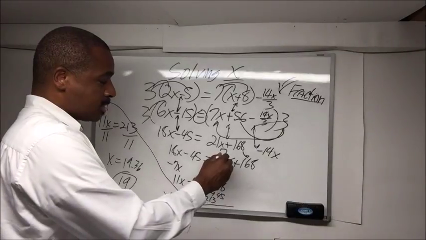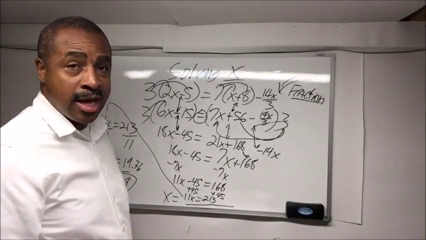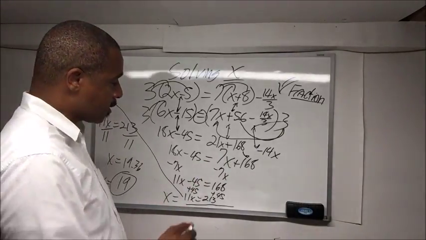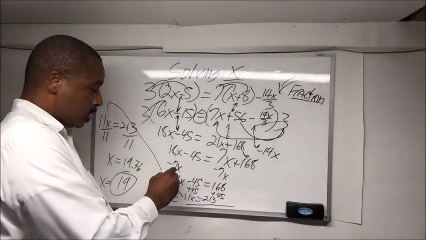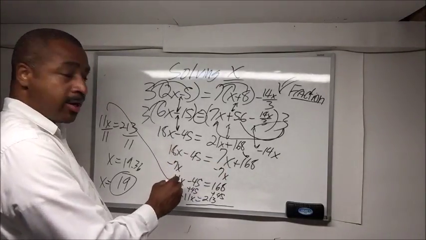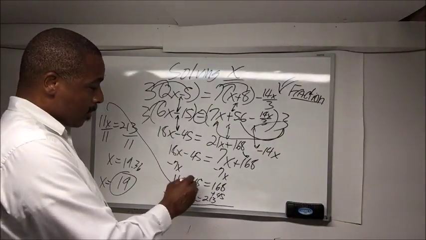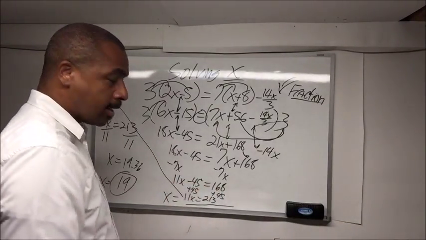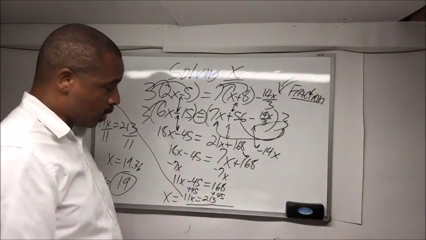So we want to get rid of the 7x over here. We do the opposite. The opposite of 7x is minus 7x. We do it to this side. We have to do it to this side. 18x minus 7x equals 11x. Minus 45 equals 168. We keep on combining. We keep on doing the opposite.